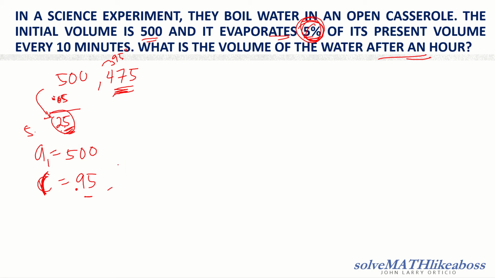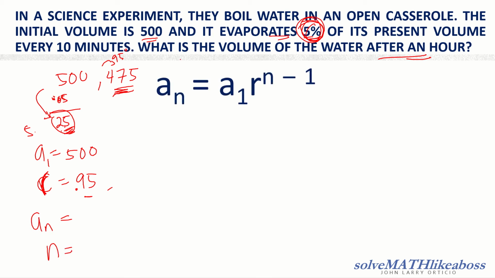So, ngayon, ang hinahanap naman natin yung A sub n. Ngayon, hindi natin alam kung ano yung n natin sa formula, di ba? Meron na tayong, ang A sub n natin, unknown pa, yung A sub 1 natin, 500, yung common ratio natin is 0.95, then yung n natin, unknown. Sabi dito, what is the volume after an hour?